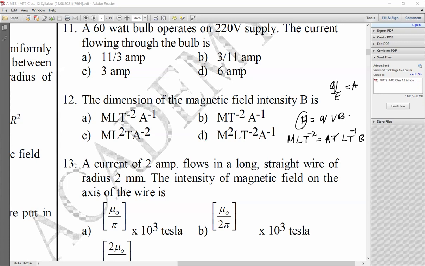L here, T plus T minus T will get cancelled. L will also get cancelled. So M, A minus 1, T minus 2. M, A minus 1, T minus 2. Clear?